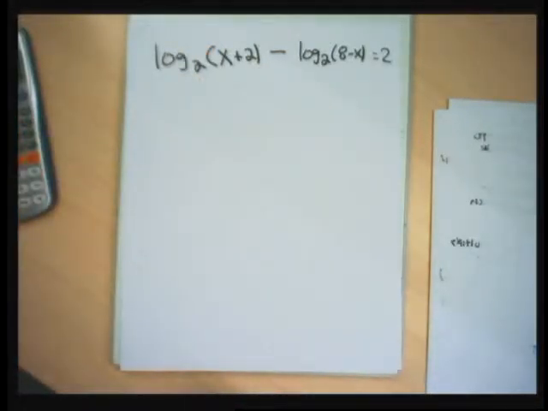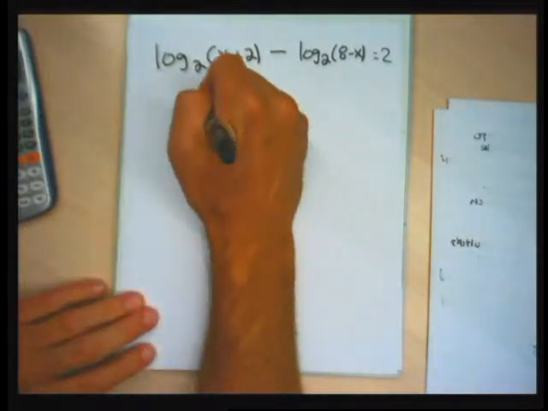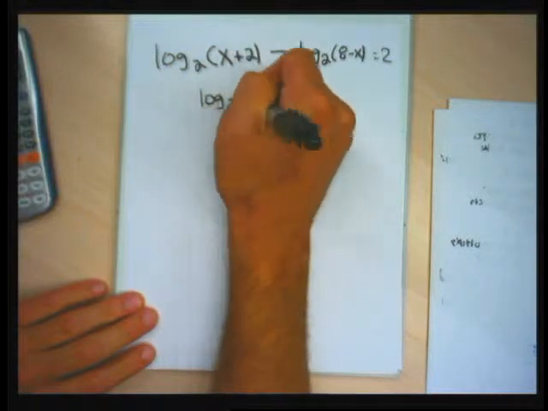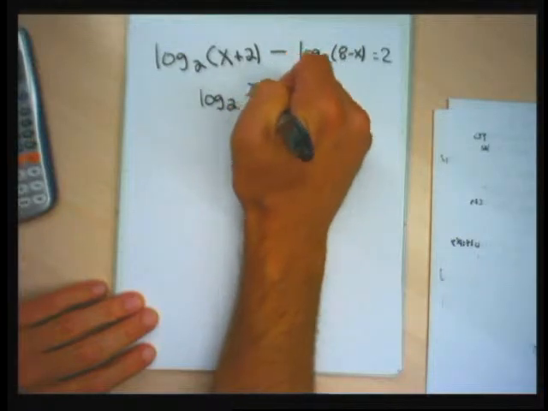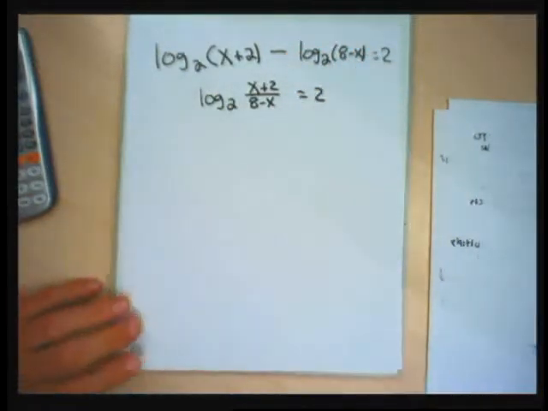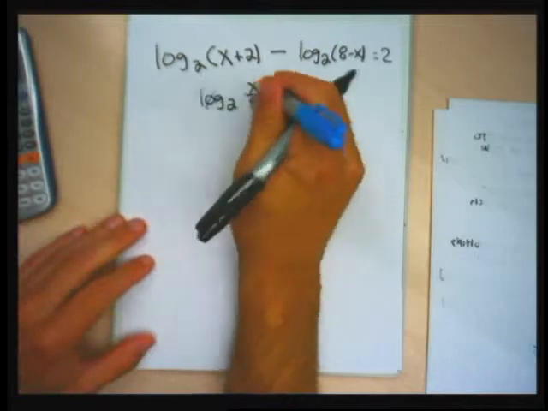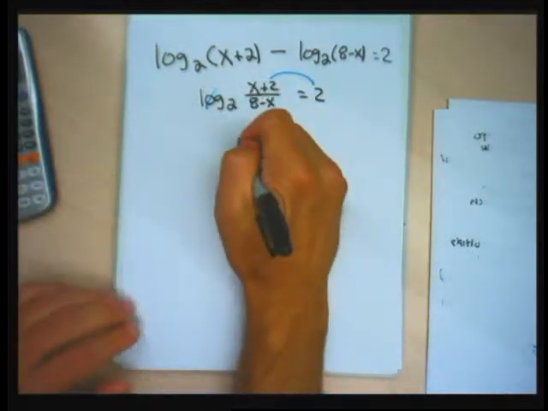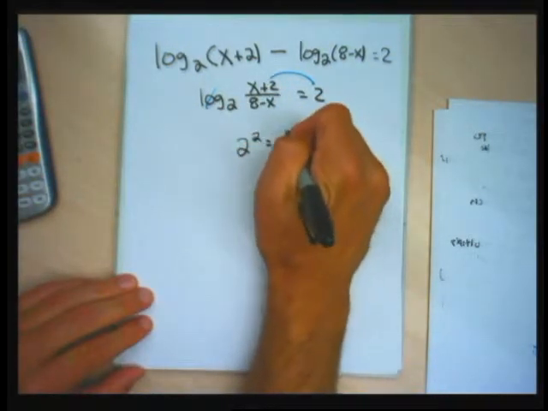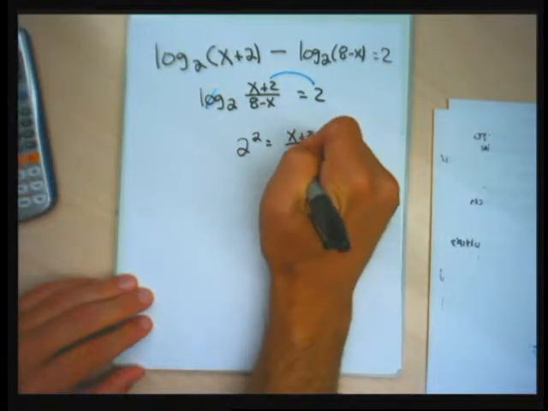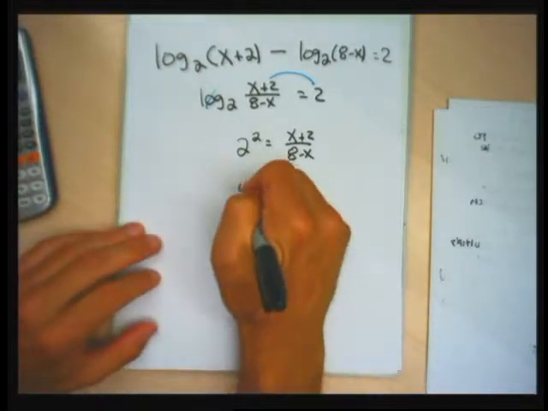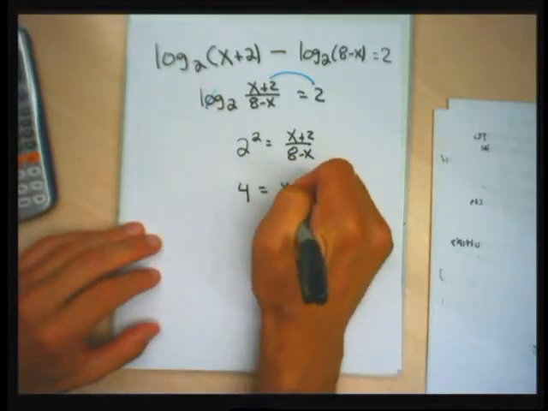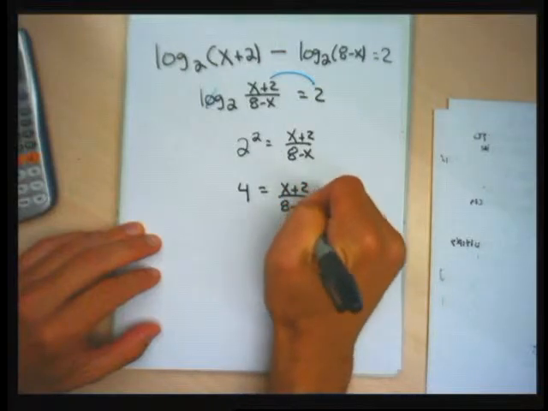So just like the last two problems, two logarithms separated by a minus, I'm going to first use the minus to divide rule and go to log base 2 of x plus 2 over 8 minus x equals 2. Cross out the log, switch, I get 2 to the second power equals x plus 2 over 8 minus x. I want to solve by cross multiplying. I'm going to write 4 equals x plus 2 over 8 minus x.